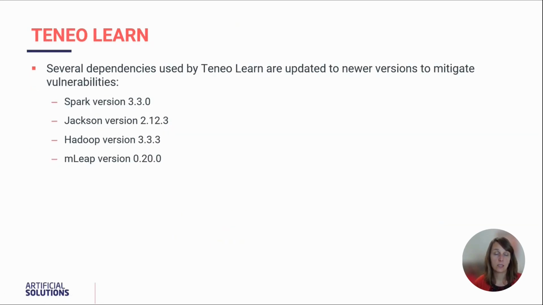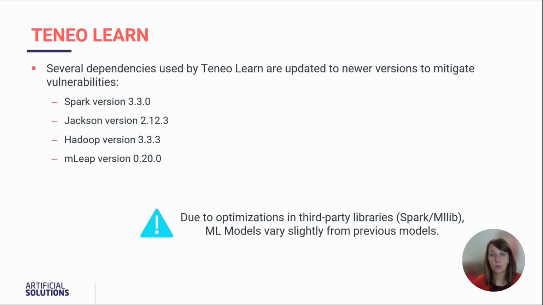Then in terms of Teneo Learn, as I said in the beginning, we've also updated different dependencies or different parts of the tech stack that we're using for Teneo Learn. Again, listing here the components in case it's something that you want to look into. But what I want to highlight here is that some of these third-party libraries, in particular Spark and MLlib, have been optimized. And that means that you may see some slightly different results in your machine learning model compared to what you're seeing currently on Teneo 7. Okay, so this is just something to be aware of, that if after the upgrade you see a slightly different behavior, that could be the reason. We haven't seen anything major, but want to highlight it anyway, so you're aware in case you see slightly different results compared to what you were seeing before.